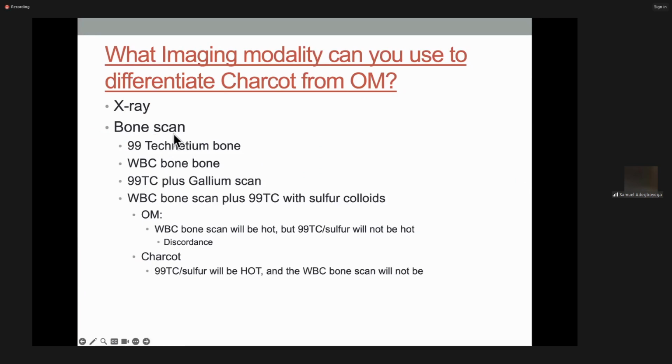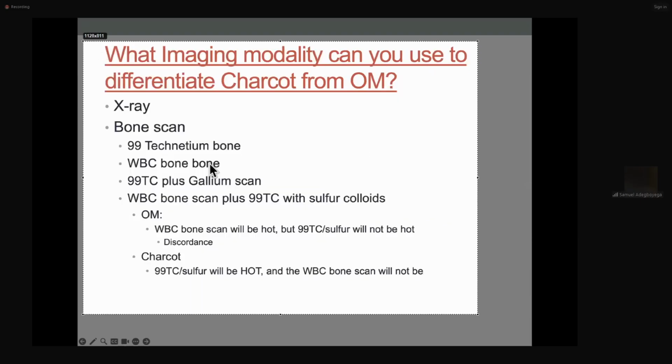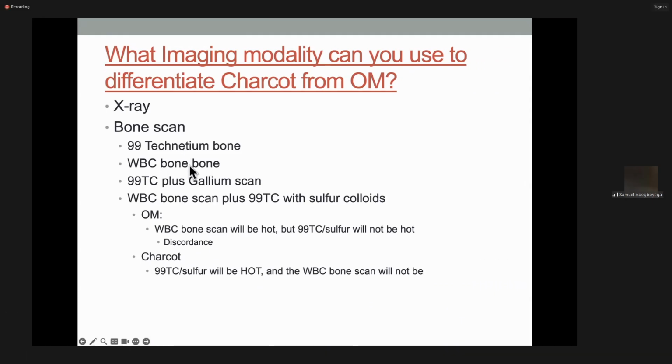Can you use a bone scan to rule out Charcot? Yes. Bone scan, technetium bone scan could be used. WBC bone scan. What if I tell you, I could combine technetium bone scan and WBC bone scan together to differentiate between Charcot and osteomyelitis? True or false? True. Right. The WBC bone scan is more for the infection, right? Agree? Yes.